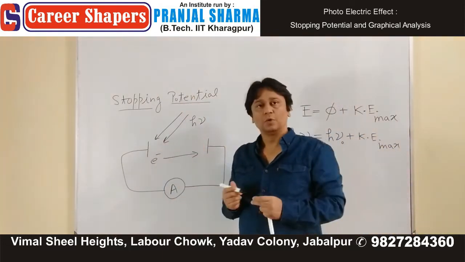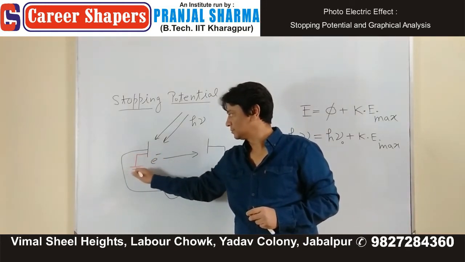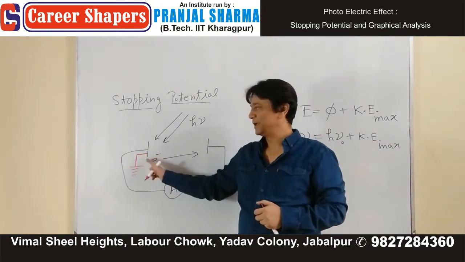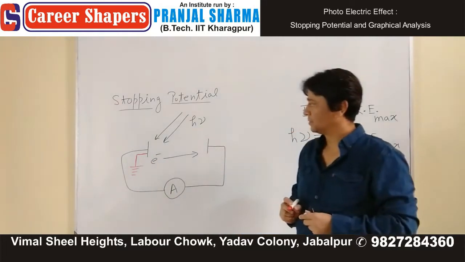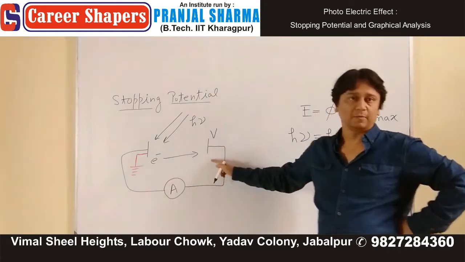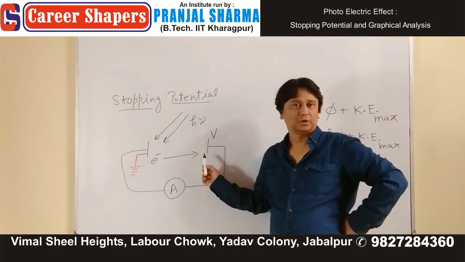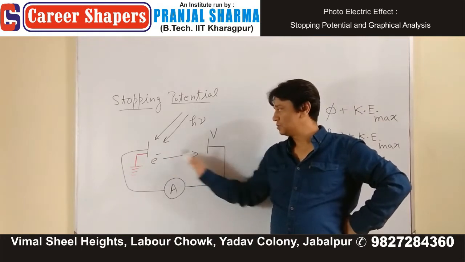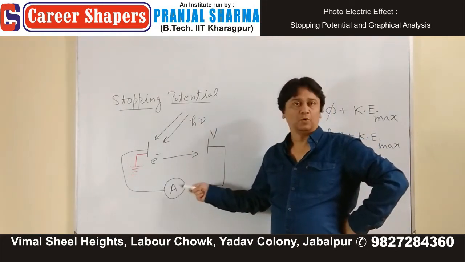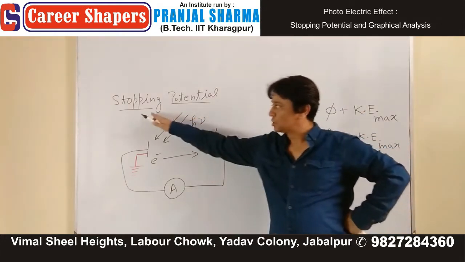Suppose you earth this emitter plate. Earthing means potential of the emitter plate is what? Zero. Then we need to find the potential of the receiver plate so that no electrons can reach over here, and if electrons do not reach, then there will be no current. Reading of the ammeter will then be zero. This potential is called what?